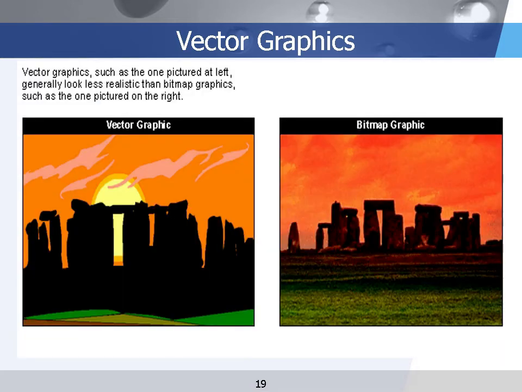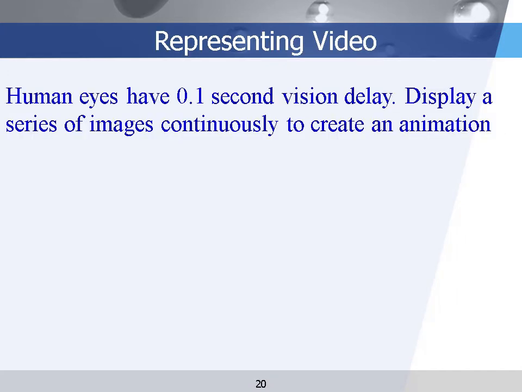So this is a comparison of the vector graphic and the bitmap graphic. The left side is a vector graphic and the right side is a bitmap. As you can see, the vector graphic cannot show too much detail because it cannot show the small points of the image. Before discussing how to represent video, let's look at what a video is.